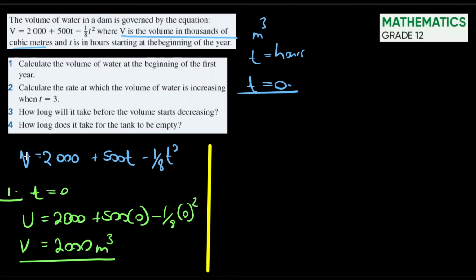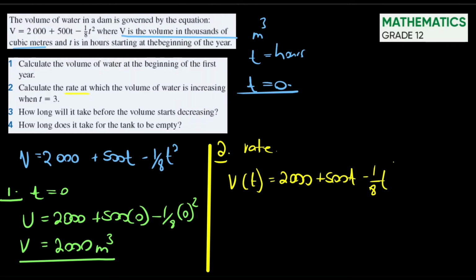And the next question is asking us to calculate the rate at which the volume of the water is increasing at t equals 3. So predominantly three things here. First is rate. Let's get that. What does rate mean? Rate means the first derivative. So let's rewrite this formula in terms of V of t, which is 2000 plus 500t minus 1/8 t squared. I didn't change anything. I'm just writing it in terms of t. I prefer that because it will be easy for me to say V prime of t, so that you know we're deriving in terms of t.